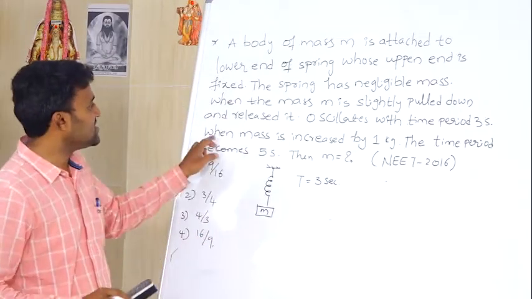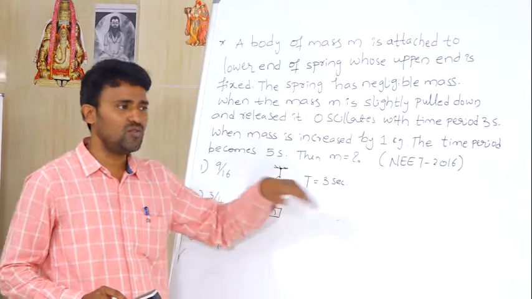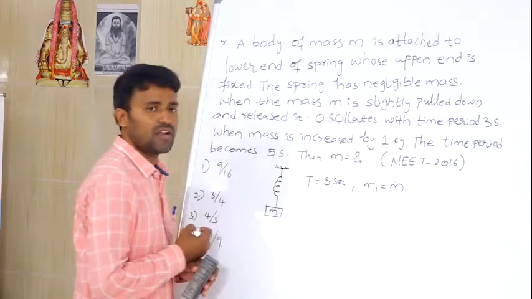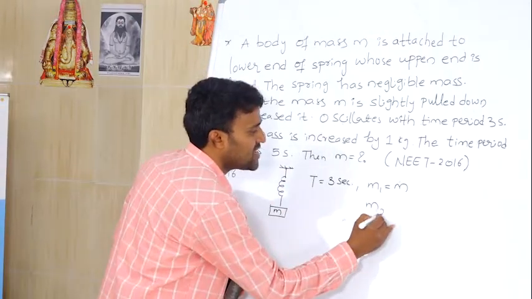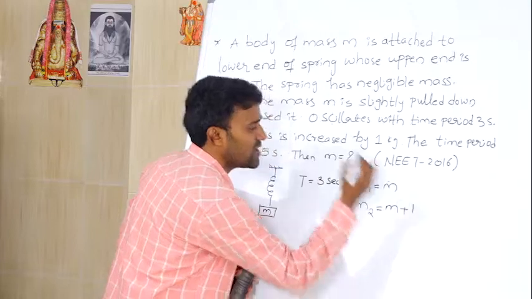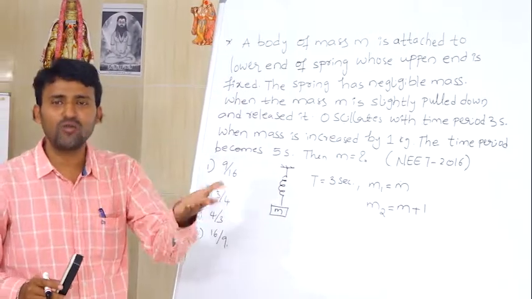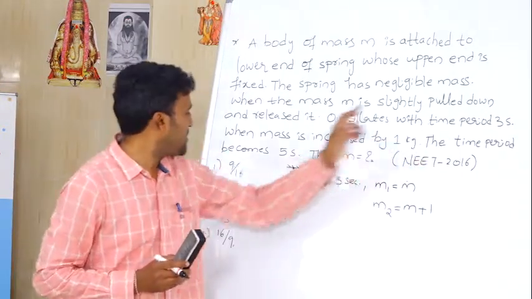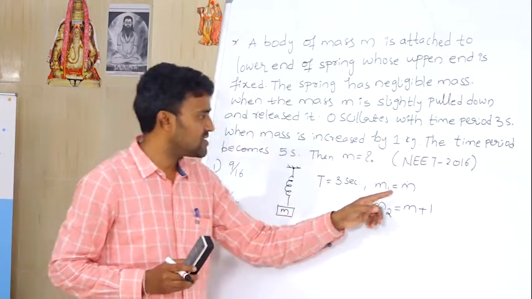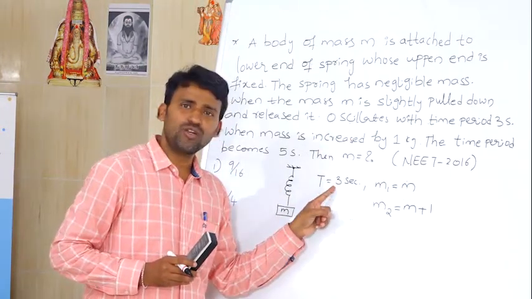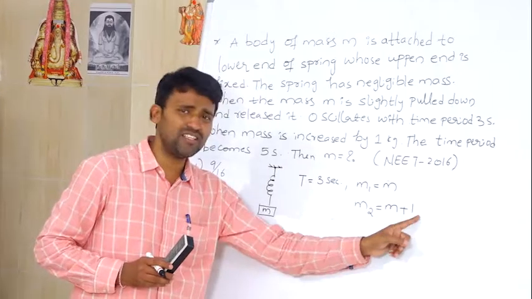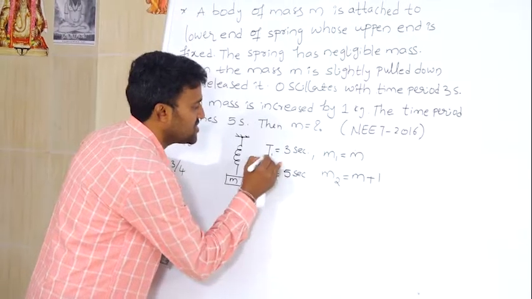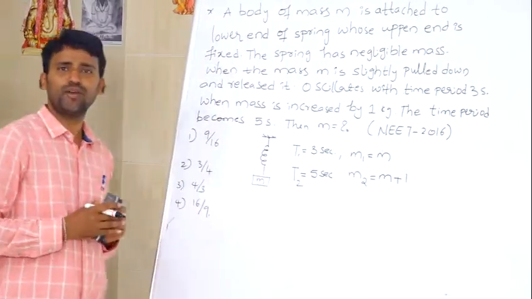First, when mass is increased by 1 kg. Initially the mass is equal to m. Now mass is increased by 1 kg, that is m plus 1. Next, the time period becomes 5 seconds. Where the mass is m, the time period is equal to 3 seconds. Now the mass is m plus 1, the time period is equal to 5 seconds, they mention. This is T1 I am considering, this is T2 I am considering.